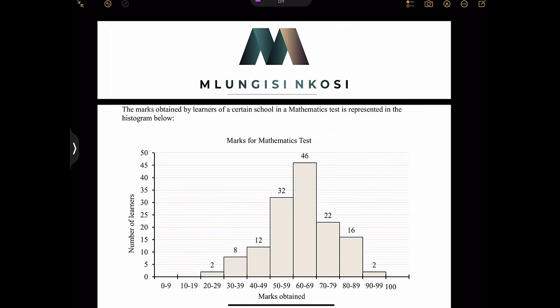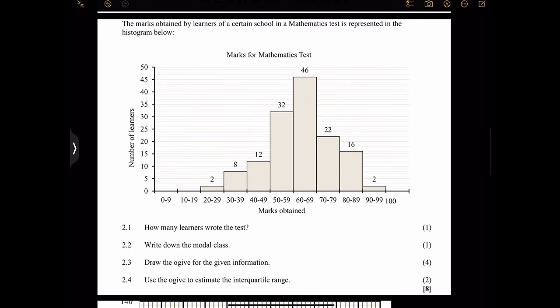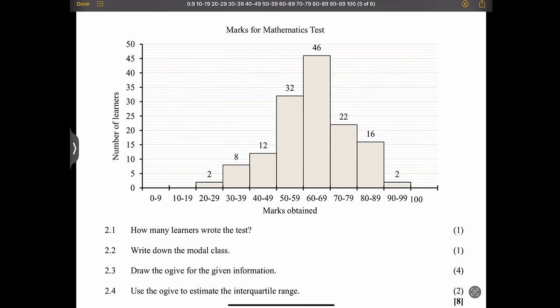All right, now we have a look at an application of a histogram. They say the marks obtained by learners of a certain school in a mathematics test is represented in the histogram below. So there's the histogram that is given to us there. Let's just try to zoom into it.